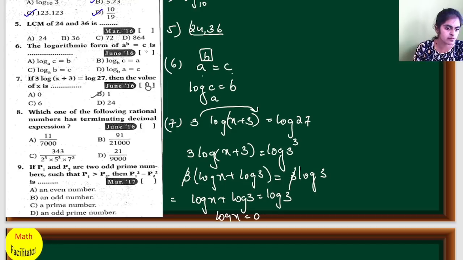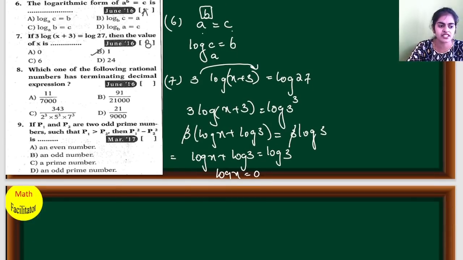Here, which option is correct? Option log C to the base A equal to B, option A is correct. And here I asked you to do this question by yourself. Okay. So, chalo. Now the next one, which of the following rational numbers have terminating decimal expansion?